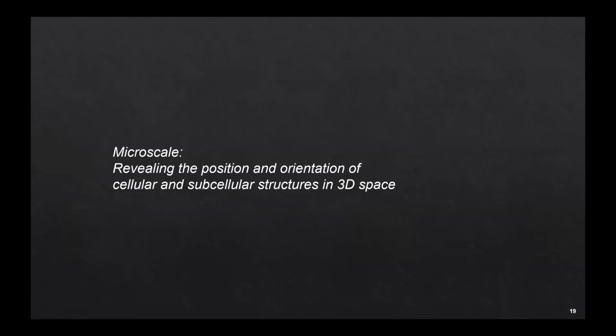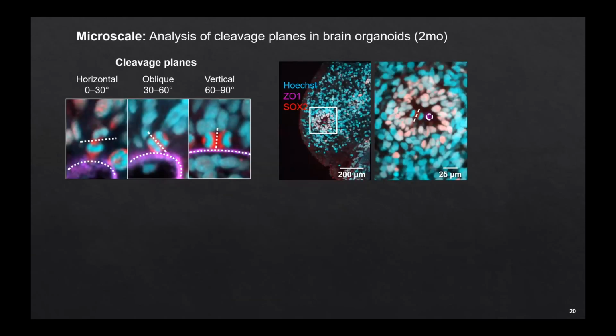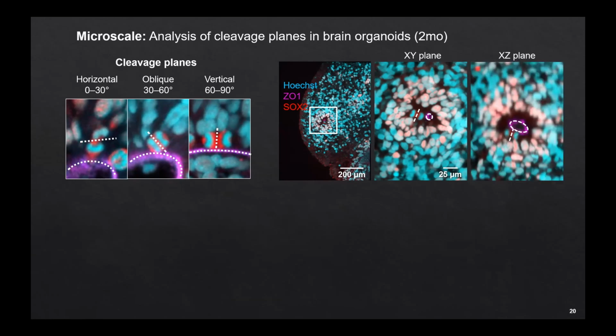Now, if we want to go to the microscale, we would like to see subcellular features, and the same sample was also stained with SOX2, this stem cell marker. We use that to analyze cleavage planes, right? So as we can see here, we have this horizontal cleavage plane, this cell division, compared to the lumen area. But because these are 3D samples, if you have a look at the exact cell division from a different angle, you can get a completely different interpretation of that cleavage plane.